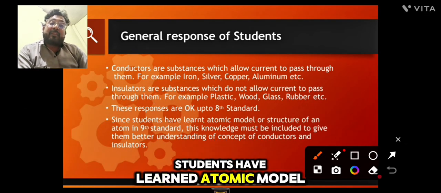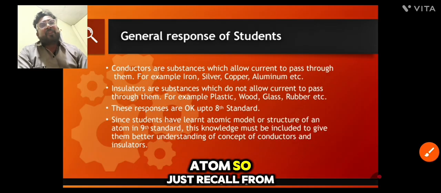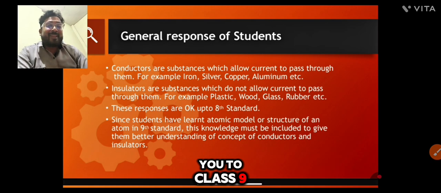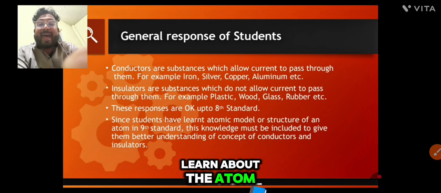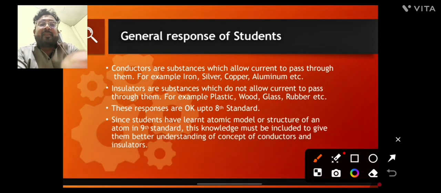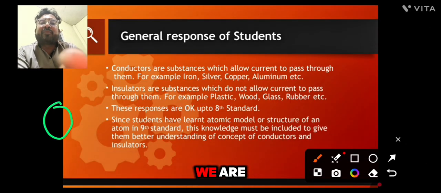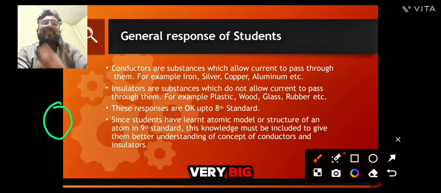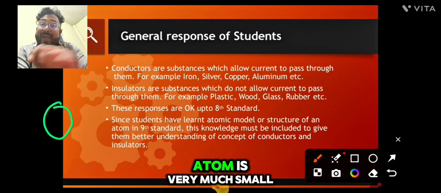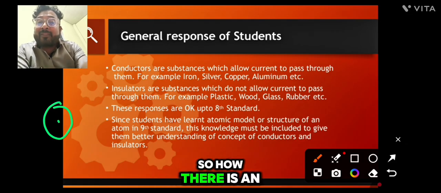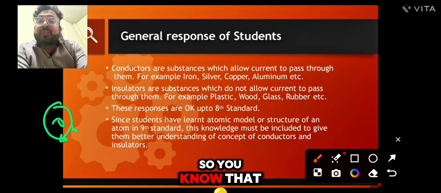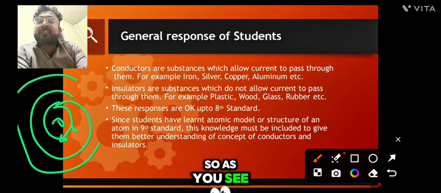Since students have learned the atomic model or structure of an atom, just recall from class 9. If you go to class 9, you will learn about the atom. And my dear students, atoms are very small, very much small. So I am drawing it here very big. You cannot see the atom with your naked eyes, but there are subatomic particles that we call the electron and proton. So there is the outermost shell also.